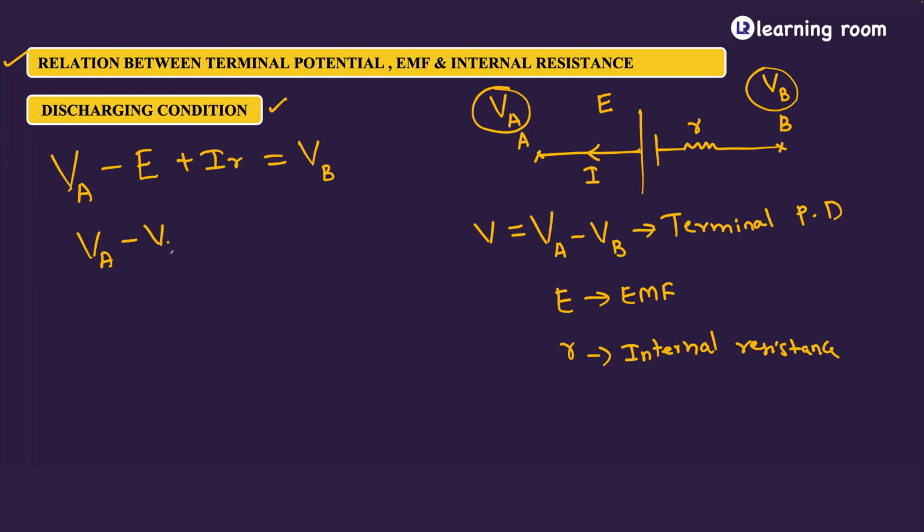Now, all that you need to do is rearrange the equation. VA minus VB will be equal to, E goes to the other side as plus E, minus goes to the other side as plus, and plus goes to the other side as minus. So VA minus VB is V, and V is equal to E minus IR. This is the equation I gave you yesterday. So V is equal to E minus IR. Clear with this? So make a note of it.